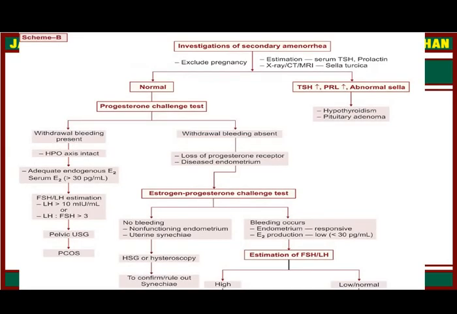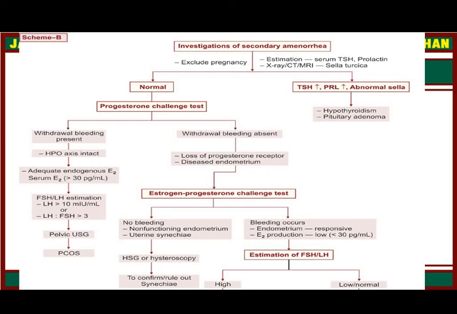From the investigation point of view, the progesterone challenge test is important. TSH level has to be looked for. Hormones should be looked for, the thyroid level for hypothyroidism and pituitary adenoma. The progesterone challenge test is important. Here if withdrawal bleeding is present, then the HPO axis is intact, and the reason is generally PCOD. If withdrawal bleeding is absent, then the receptors for progesterone are absent or less, and the combined estrogen progesterone challenge test has to be done. If bleeding is not present, then synechiae formation has to be ruled out.